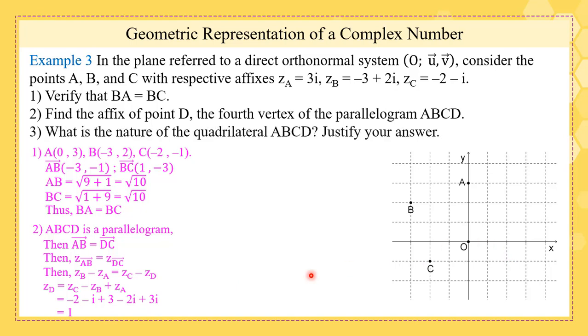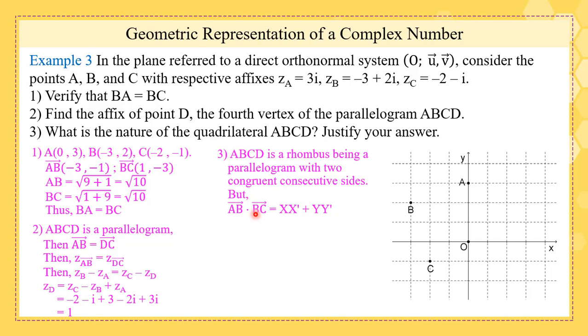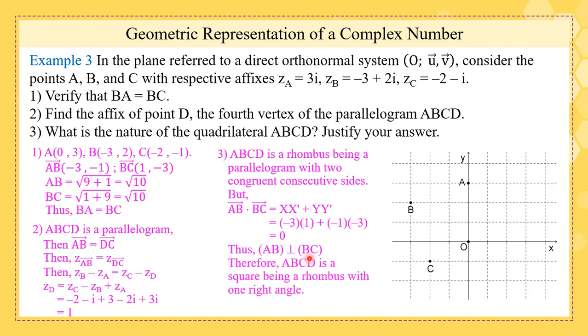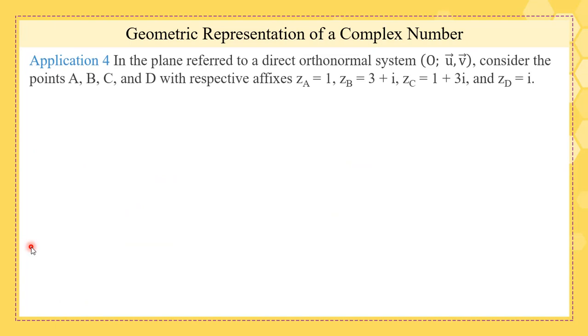The third part, what is the nature of the quadrilateral ABCD? Justify your answer. Well, ABCD is a parallelogram having two equal consecutive sides, so it will be a rhombus. What is AB dot BC? This is AB, this is BC. It's equal to x x prime plus y y prime, which is 0. This means that AB and BC are perpendicular. So this is a rhombus with one right angle, so it will be a square.